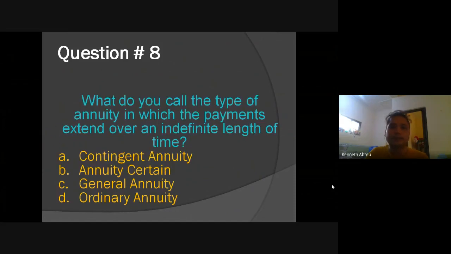Question number 8. What do you call the type of annuity in which the payments extend over an indefinite length of time? A. Contingent annuity. B. Annuity certain. C. General annuity. Or D. Ordinary annuity.